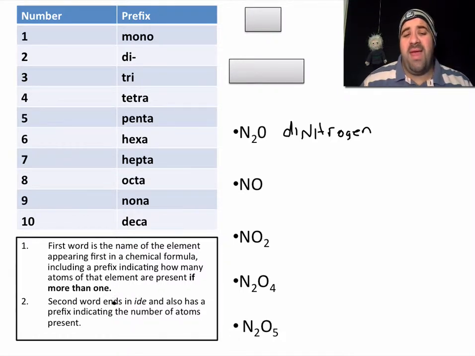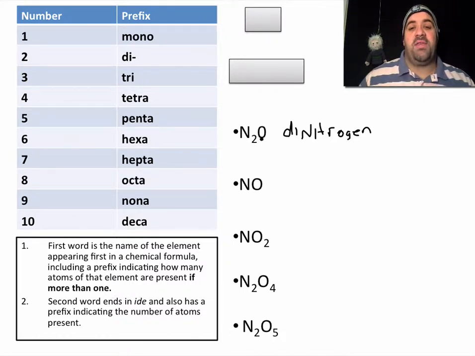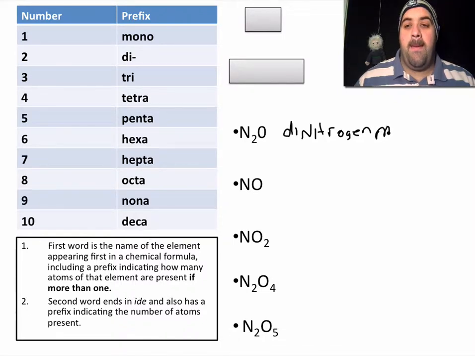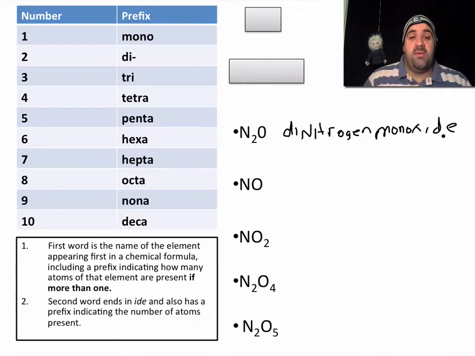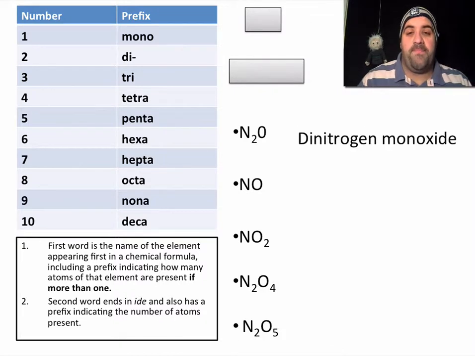Second part, the second word ends in "ide." So instead of oxygen, we're going to call it oxide. We always end the second word with ide, oxide. And it also has a prefix indicating the number of atoms present. There's only 1 oxygen, so we're going to use the prefix mono. We're going to call it monoxide, dinitrogen monoxide. And that's essentially how we do these. You just write out the first word and put the prefix before it, whatever it has, as long as it's more than 1.